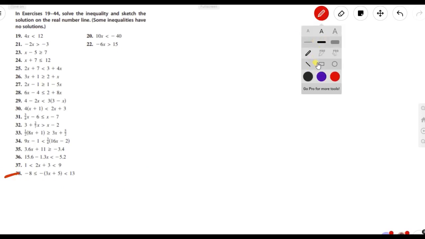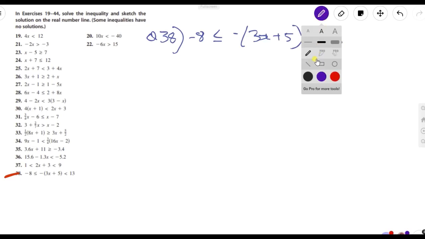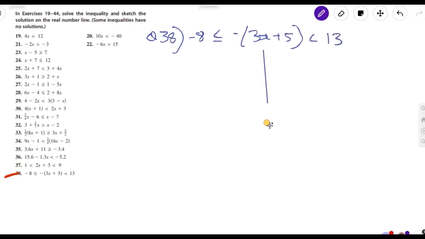Okay, question number 38. It says -8 is less than or equal to -3x plus 5, and it is less than 13. You have two inequalities here, so in that case you're going to split this inequality into two halves, into two inequalities.